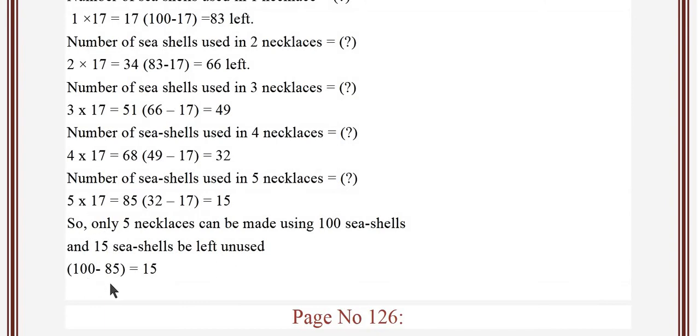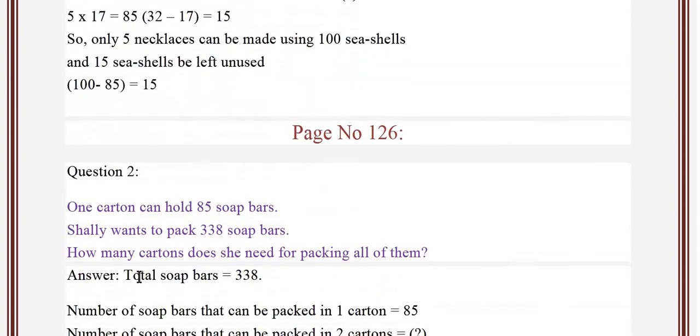100 minus 85 is equal to 15, because in 5 necklaces 85 seashells are used. So 100 minus 85 is equal to 15.